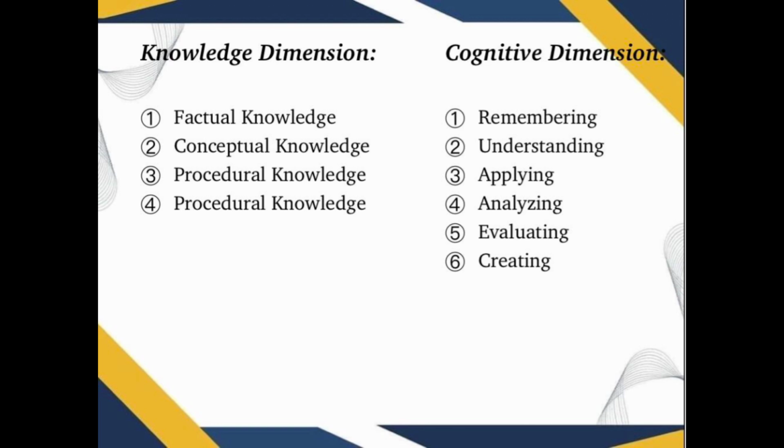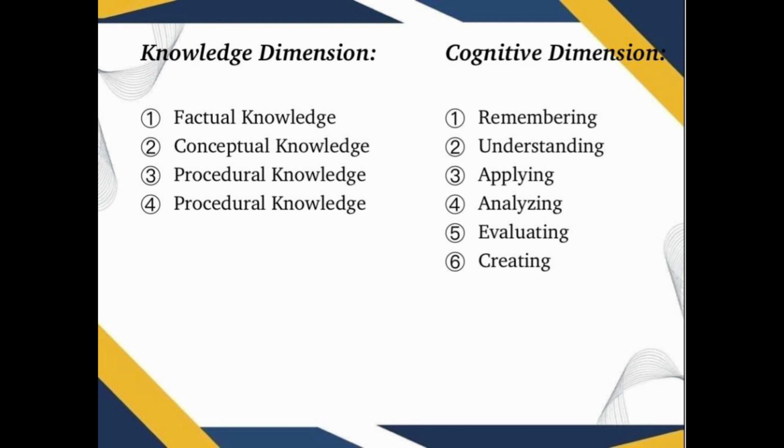The second one is conceptual knowledge. Conceptual knowledge refers to understanding bigger ideas and connections. Example, explaining how photosynthesis works in plants. In this sample, understanding how photosynthesis works in plants involves grasping the broader concept and principle behind this biological process. So that is an example of conceptual knowledge, which is understanding bigger ideas and connections.